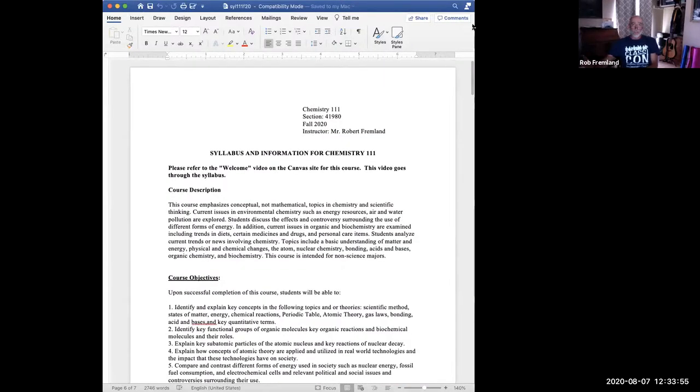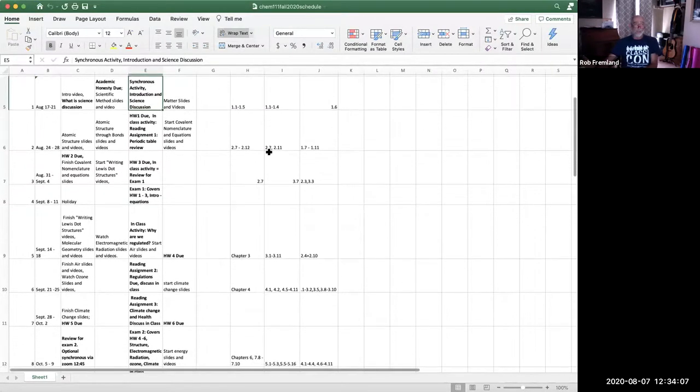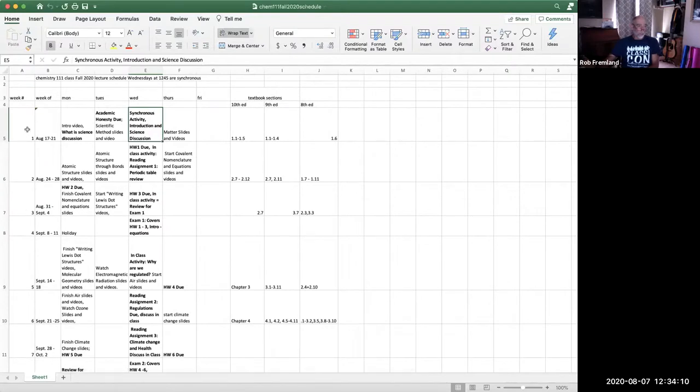The last thing I want to show you is the schedule, even though it's posted. So let me go to that. This is an Excel file, but I gave it to you as a PDF. This is each week: week 1, week 2, week 3, week 4. These are the dates, and this is what we're doing. You'll notice most of the in-class sessions are on Wednesdays. Those are the days you have to be there between 12:45 and 2. This is what the activity is. We'll be doing an introduction to science discussion. We might not go all the way to 2, but I want you to at least be there for that.